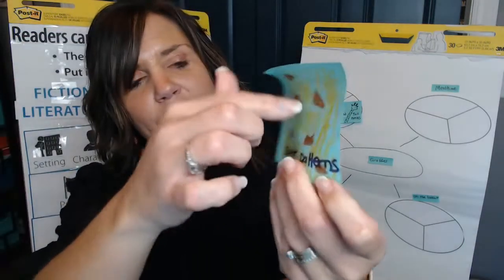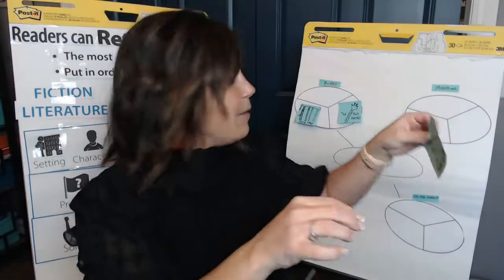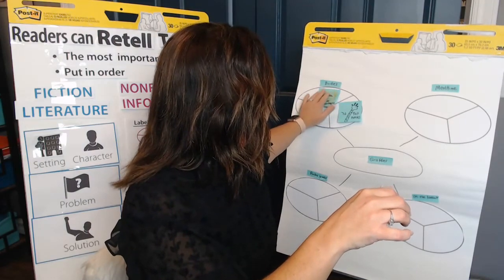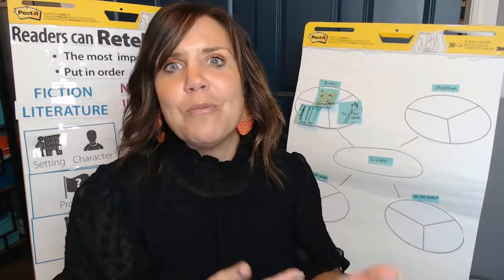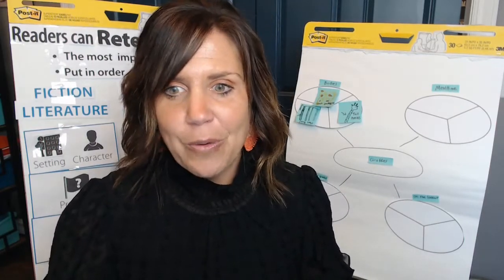So I drew a pattern of spots, and I wrote spot patterns. I labeled it. I'm going to put that in that other section. Okay, and now I'm going to model the next section again, and then I'll let you help me.